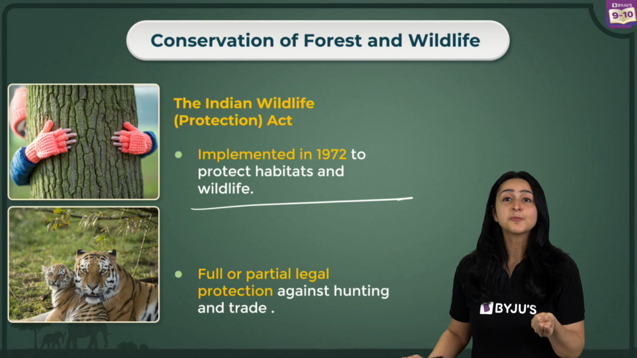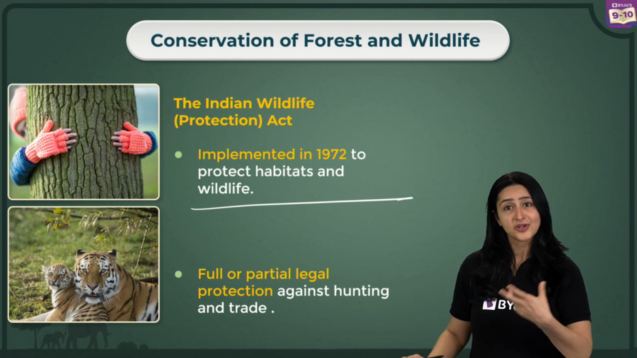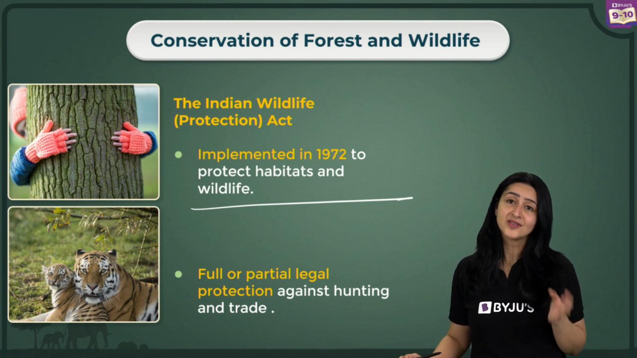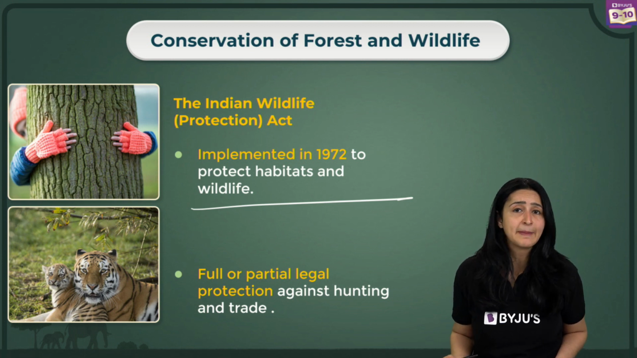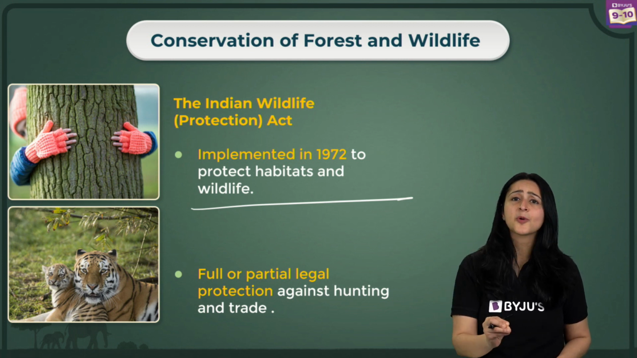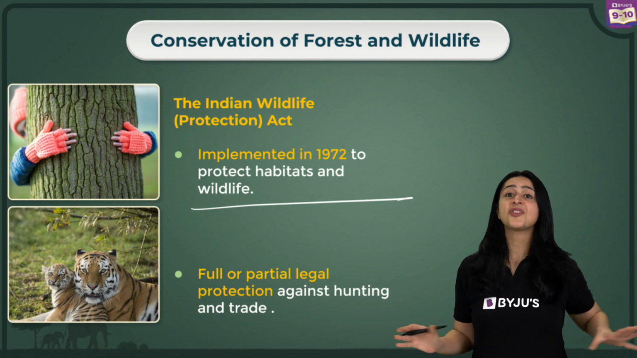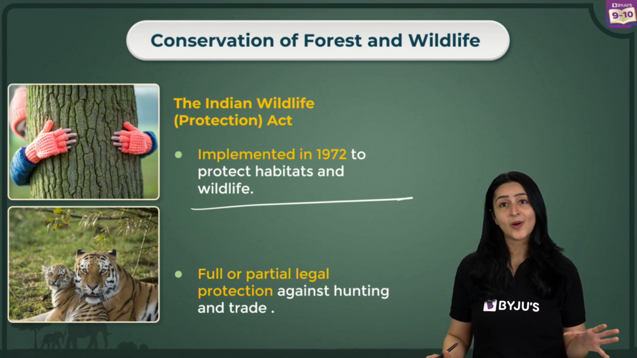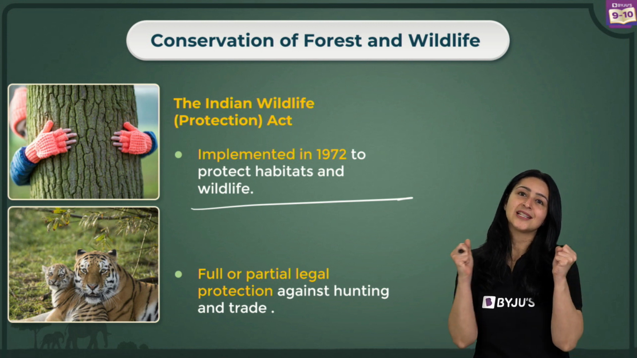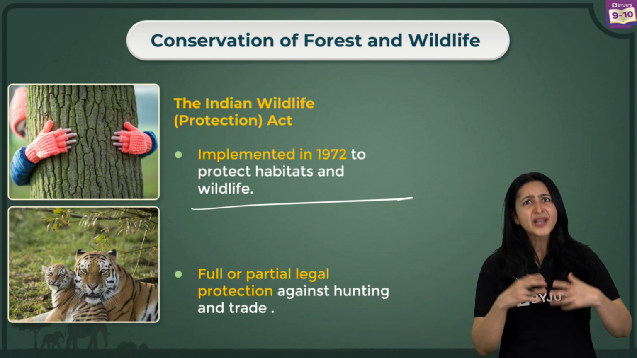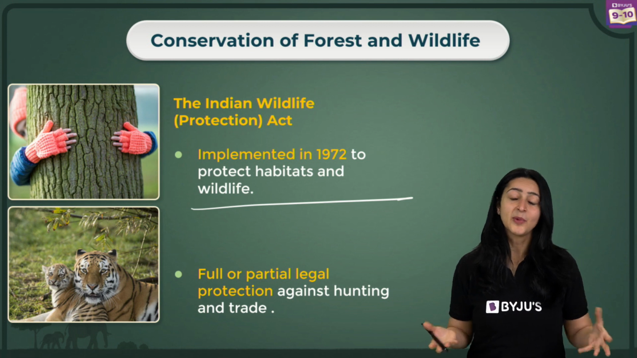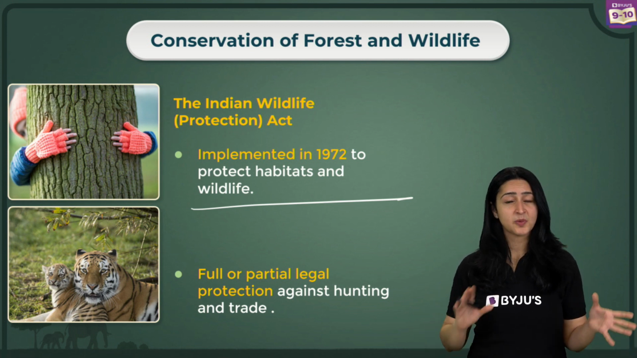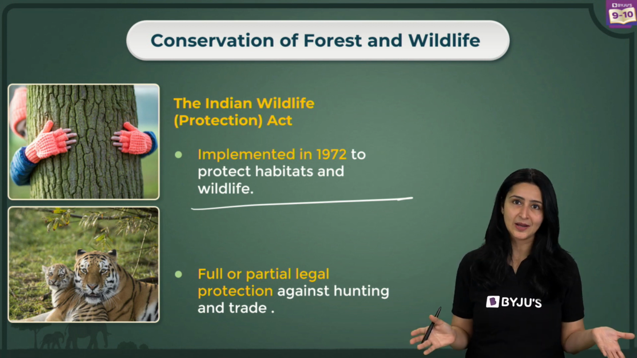This program was aimed towards protecting the remaining population of certain endangered species by banning hunting, giving legal protection to their habitats, and restricting activities like poaching, hunting, and illegal trade in wildlife. So we are basically trying to conserve whatever is still left, right? We want to conserve these endangered species, whether you're talking about plants or animals.